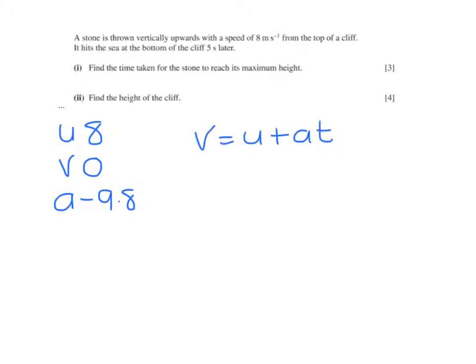Question 2. Find the time taken for the stone to reach its maximum height. Well, it starts with speed 8, and at its maximum height, its velocity will be 0. Acceleration is due to gravity. It's going up, so acceleration is minus 9.8. And we are interested in finding time. So 0 equals 8 minus 9.8t.